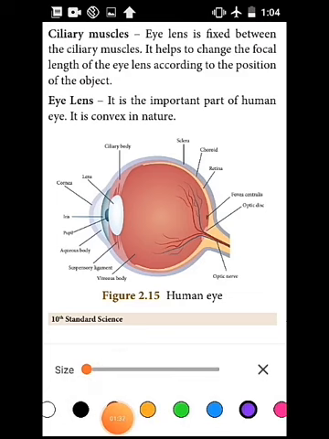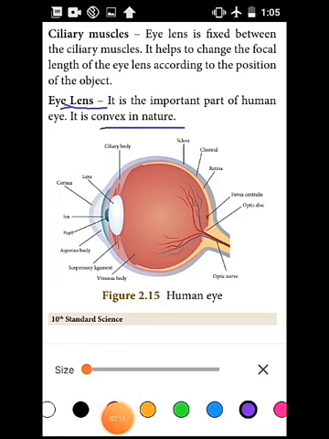The next part is the eye lens. See this human eye picture. The white color, that is the eye lens. Okay, this is the eye lens. So where is the eye lens fixed? The eye lens is fixed between the ciliary muscles. Okay, the next one, it is an important part of the eye because it converts the image for the brain. Okay, so the eye lens is convex in nature.